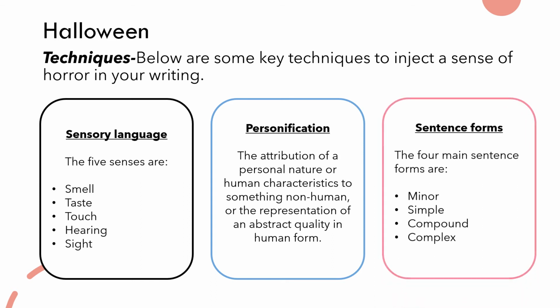And the last one are sentence forms. So the 4 main sentence forms are minor, simple, compound and complex. Minor sentences are things that people often forget about. They're simple sentences that just have 1 or 2 words in them. If you need extra help with any of these different techniques, please check out our other videos on creative writing, which goes into them in a little bit more depth.